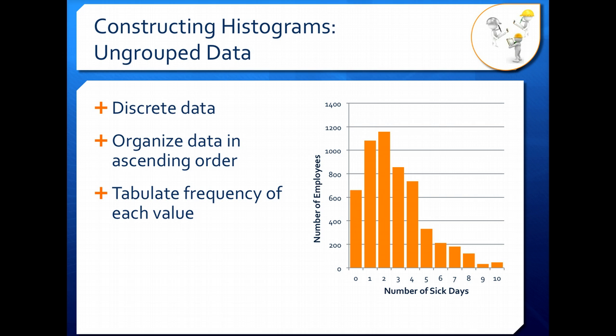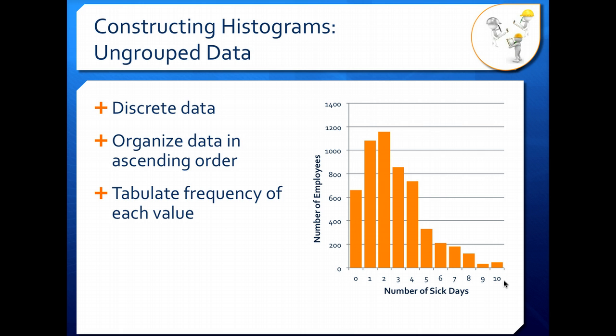There's two different types of data that can go into your histogram. One is ungrouped, and this is used for discrete data. So if you look at the histogram on the right here, we have the number of sick days. And so this is a discrete counter because you can't have 1.5 sick days in this counting system. You can either have 1 or 2. So you get to a point where you can't divide that number any further.